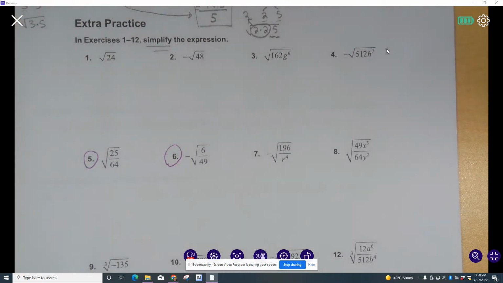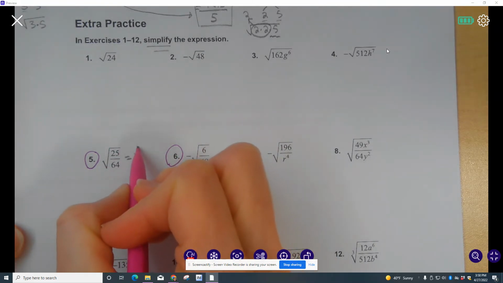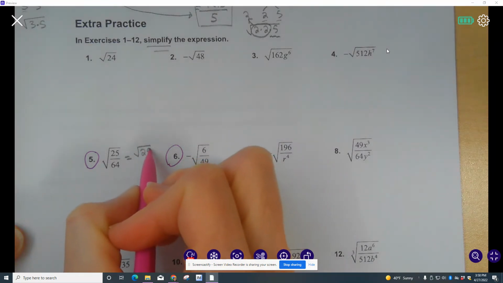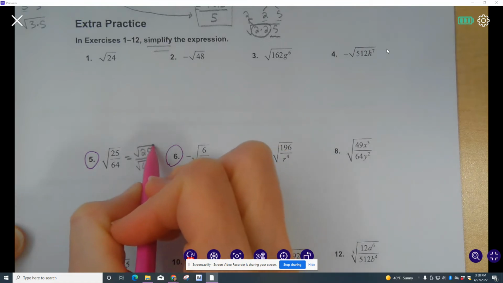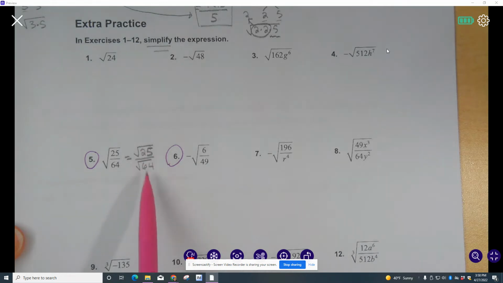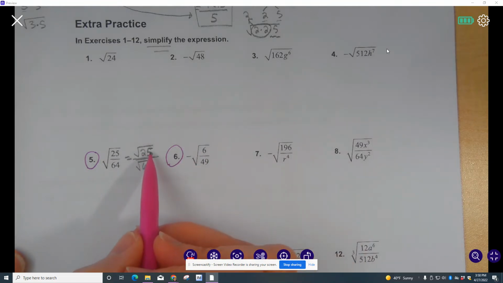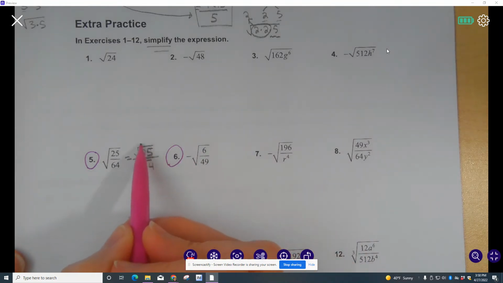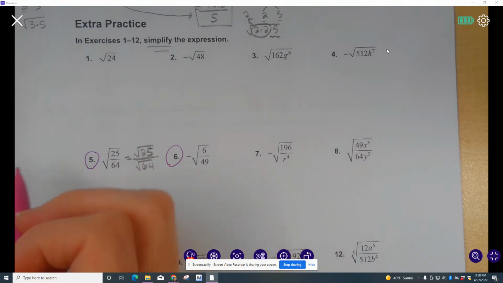We are now going to look at 5 and 6. So we have a fraction under a big square root. Give both of those numbers their own jail. So write it as square root of 25 over square root of 64. Now remember, yesterday we talked about our perfect squares. Those are both perfect squares. But if you don't recognize that, just do your regular jailbreak method. I want to see what can jailbreak here.